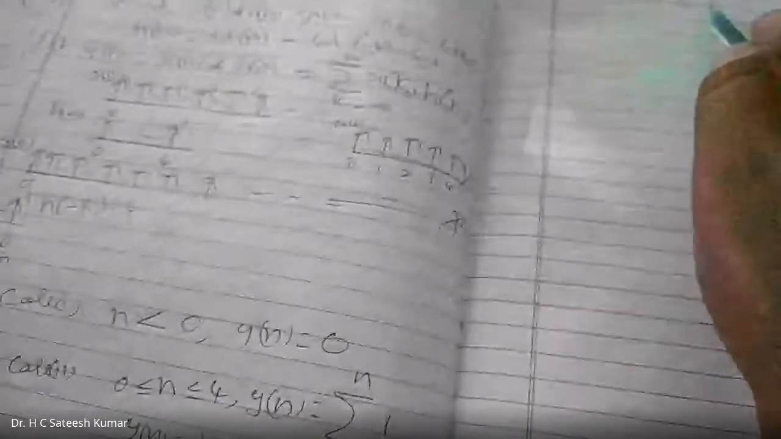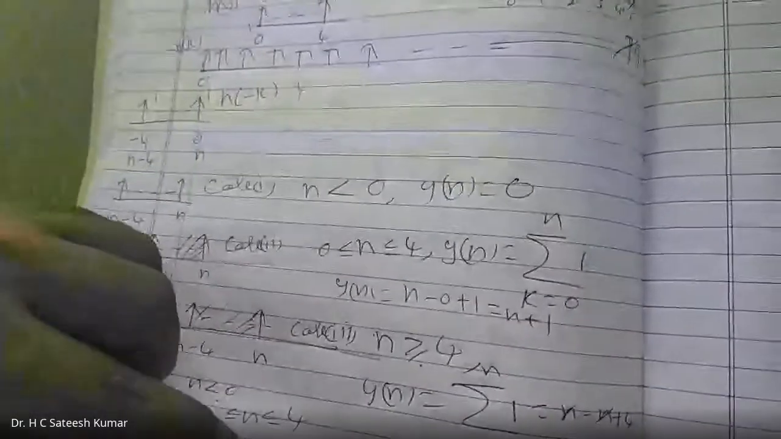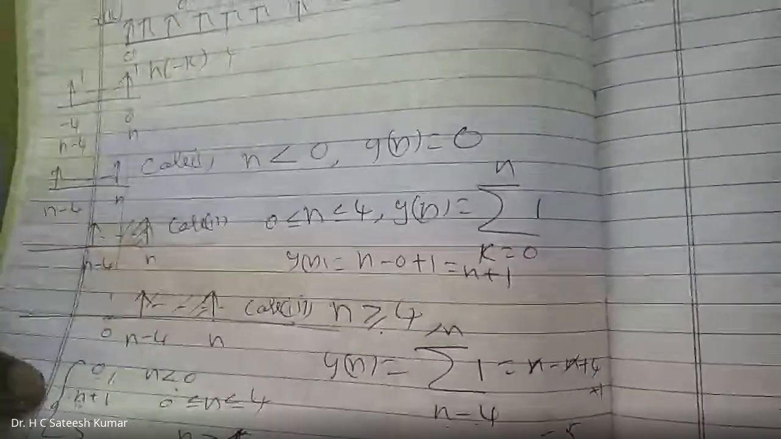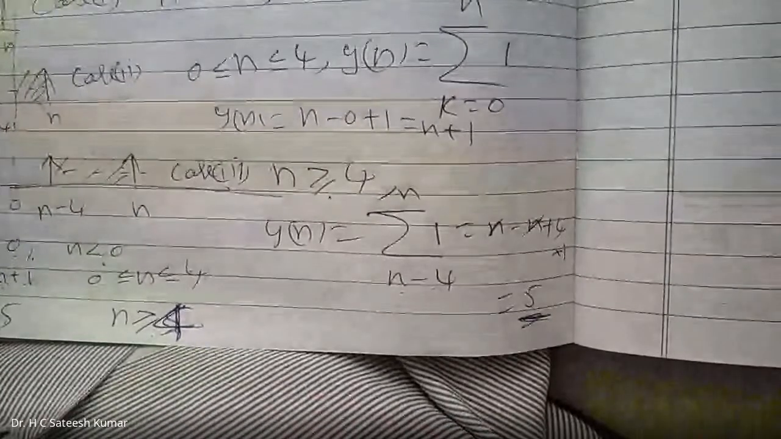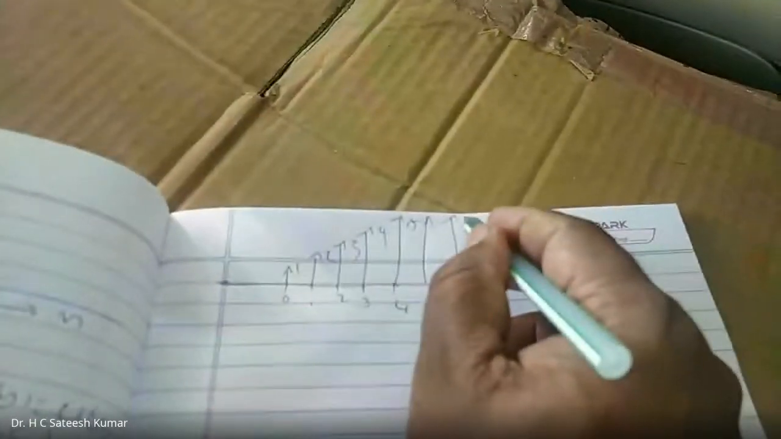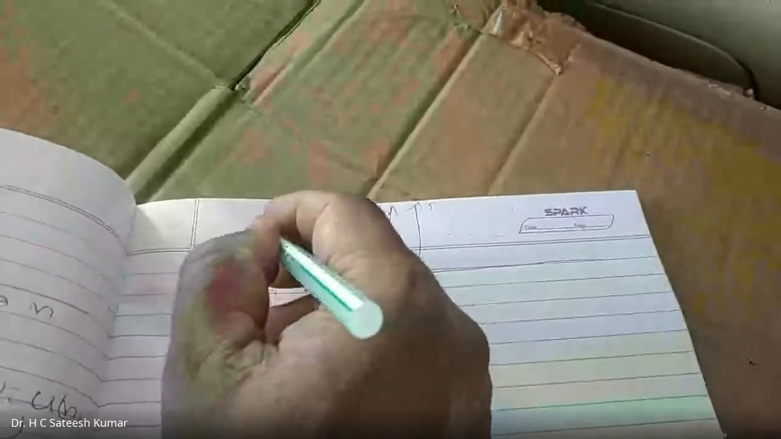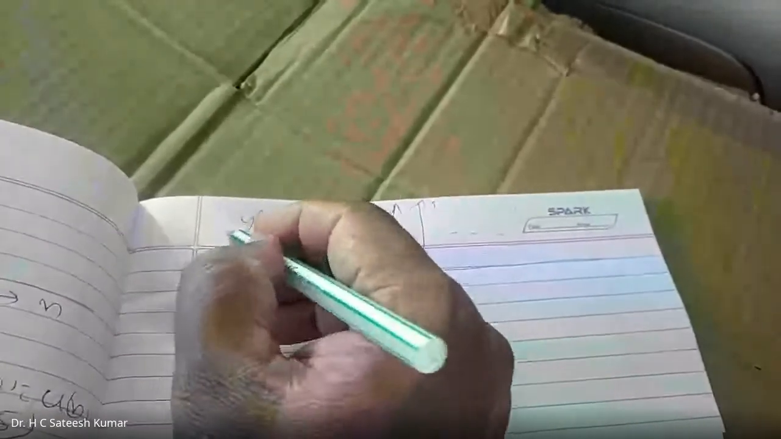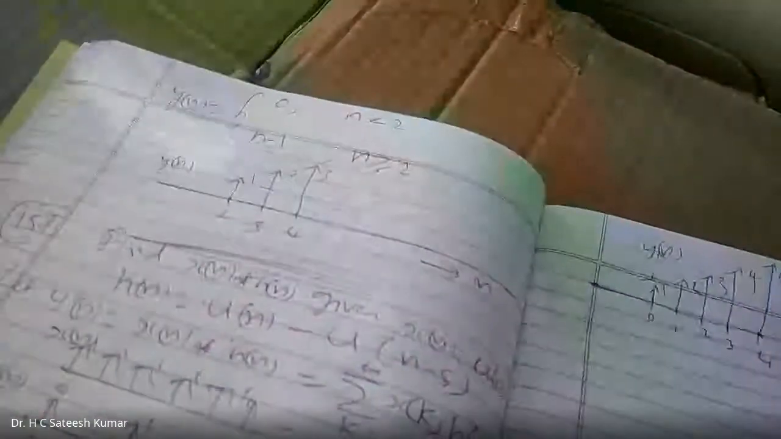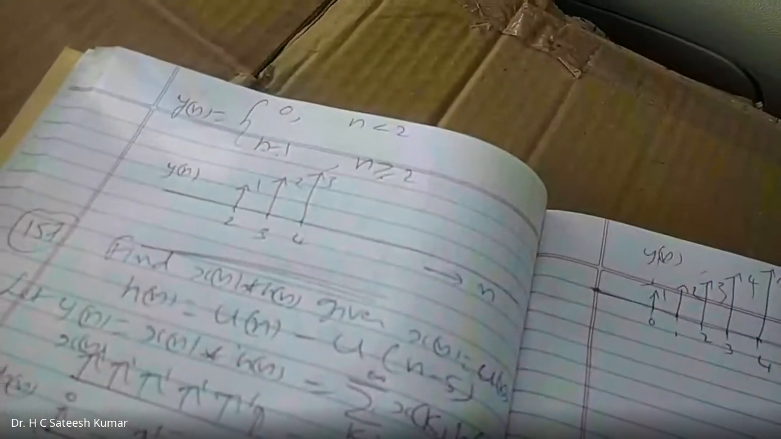At 4 we got it as 5, and here also it is 5. What is the value at 5? 5 only. Greater than 4, it is 5 only. 6 also it is 5. Like that it will go. This is the way we should have. So this is your y of n. So no need to sketch it, but if they are asking you to sketch, this is the way you should sketch it. That's how we should do it.